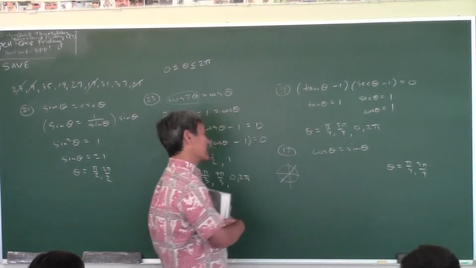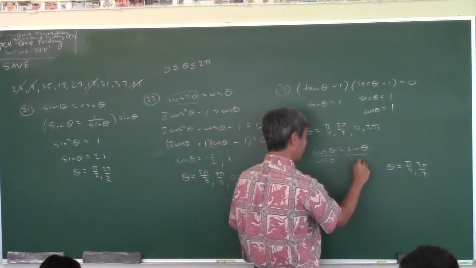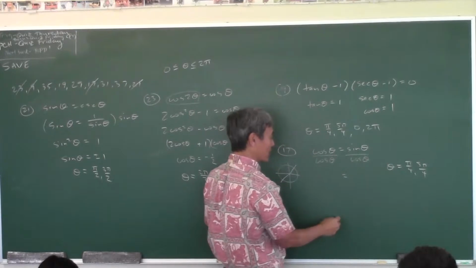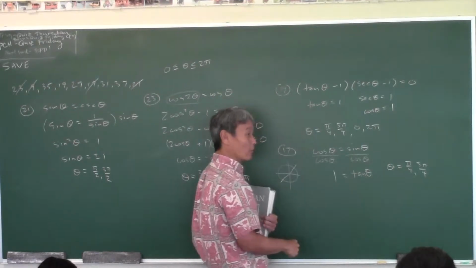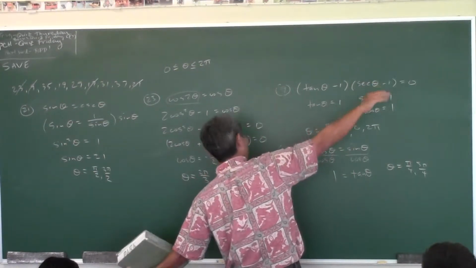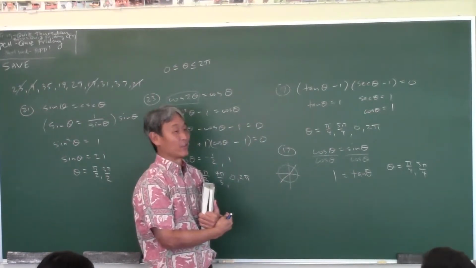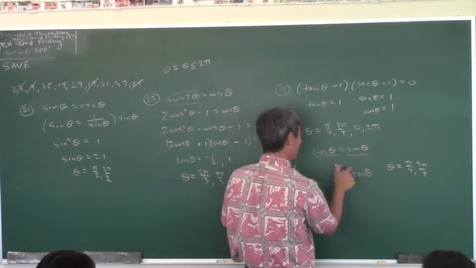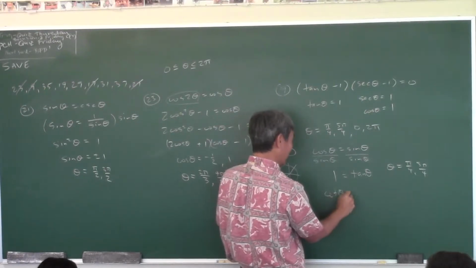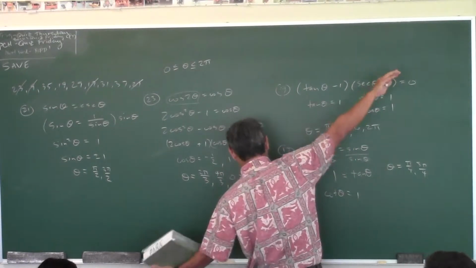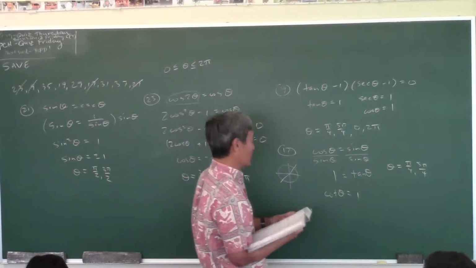But if you don't like that explanation, how about divide both sides by cosine? If you divide both sides by cosine, you get tangent theta equals 1. Where is tangent theta equal to 1? In fact, we just did it right here, right? So you get that. And if you don't like that explanation, how about divide both sides by sine? And then you get cotangent theta equals 1. You get the same answer. Either way, whatever, just do it.